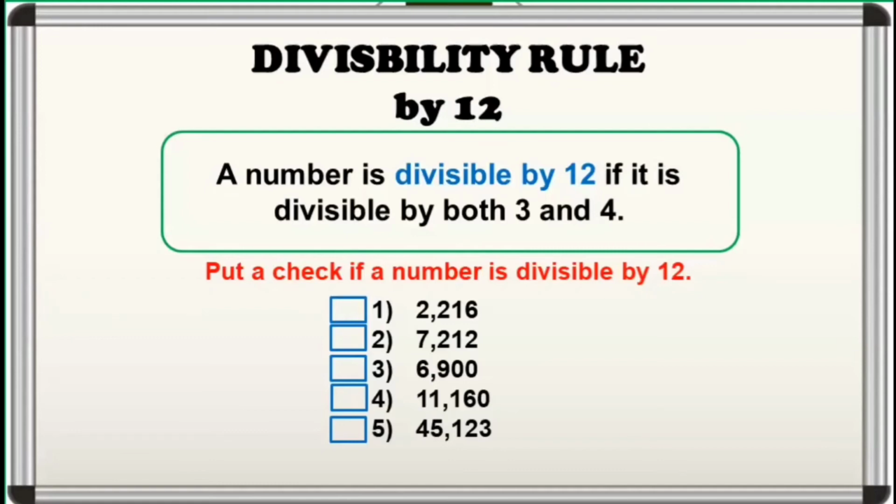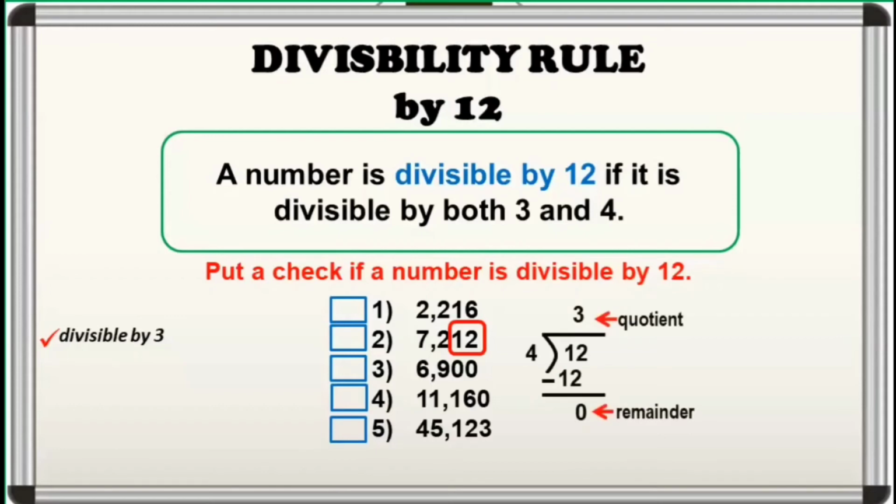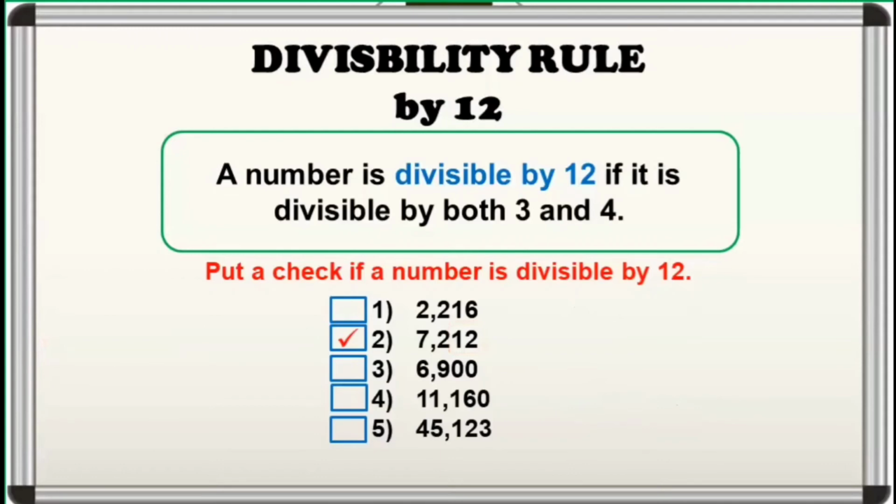For number 2, the sum of its digits is 12, so the given number must be divisible by 3. Next, its last two digits form the number 12, and 12 is divisible by 4. So, it follows that the number is also divisible by 4. Since the given number is divisible by both 3 and 4, we say that it is divisible by 12.